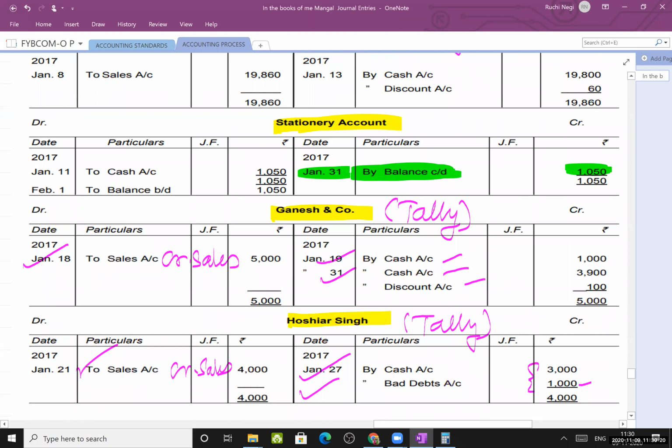Then Ganesh and Company. We made sales to Ganesh and Company on 18 January, and he paid us on 19th, the next day, 1,000 in cash. We had made a credit sale of 5,000 to him, of which he paid 1,000 on the 19th, and the remaining 3,900 he paid on the last day, and he availed 100 rupees discount from us. So obviously he has settled his account, so it is tallied.